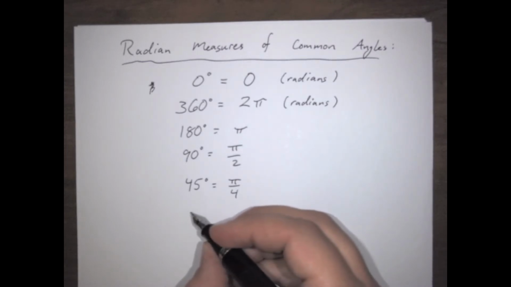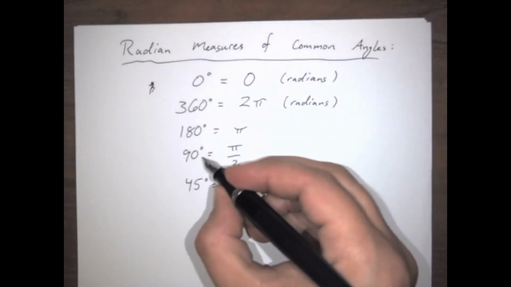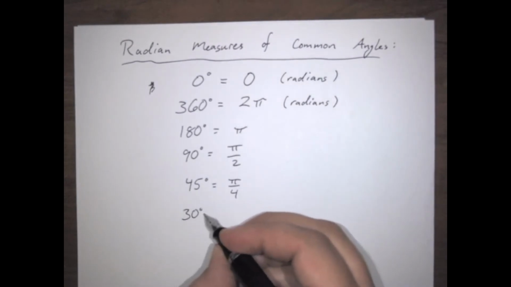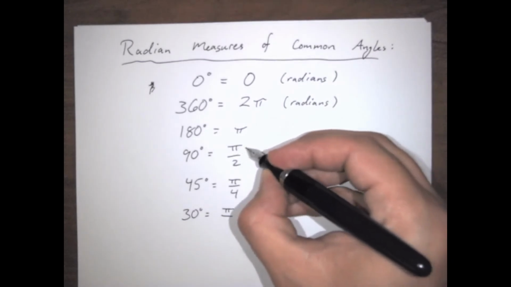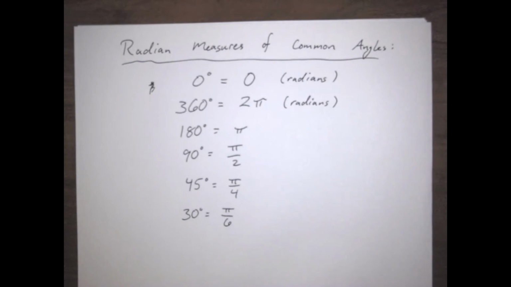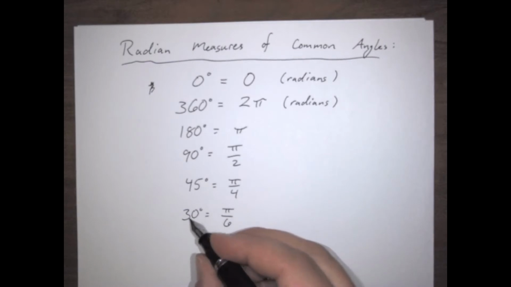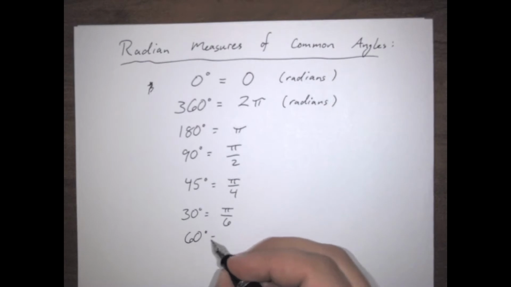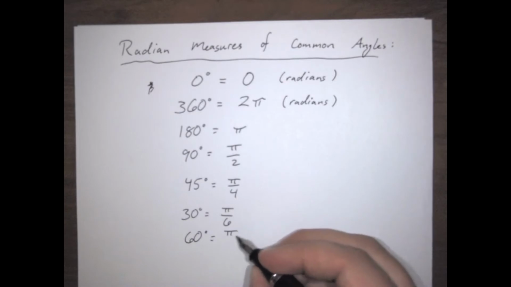So how about 30 and 60? Well, the easiest way to think about the 30 is take the 90 degree one and cut it into thirds. So in other words, multiply it by a third. So 30 degrees is pi over, so then it would be multiplied by 1 over 3. So it would be pi over 6. A sixth is a third of a half. Okay, well, what if we want 60? Well, that would be just doubling this one, so 60 degrees is equal to pi over 3.